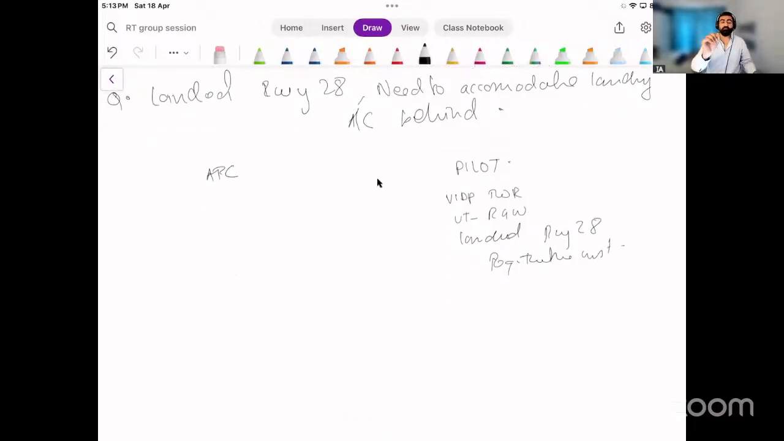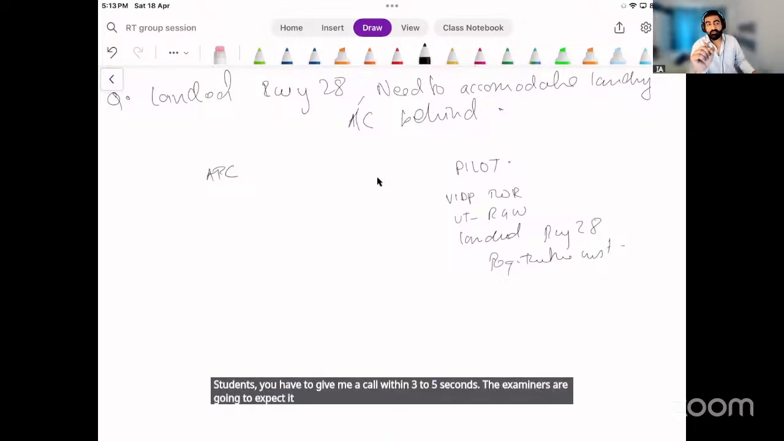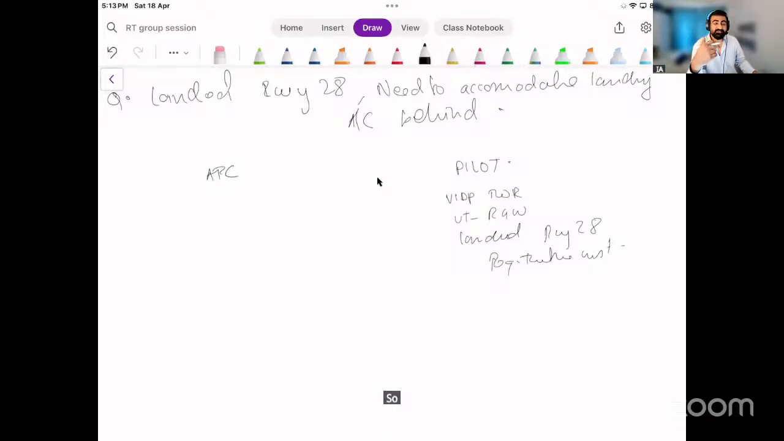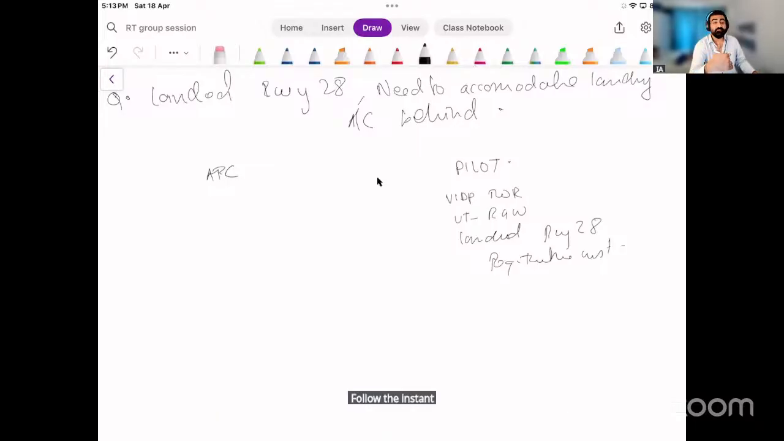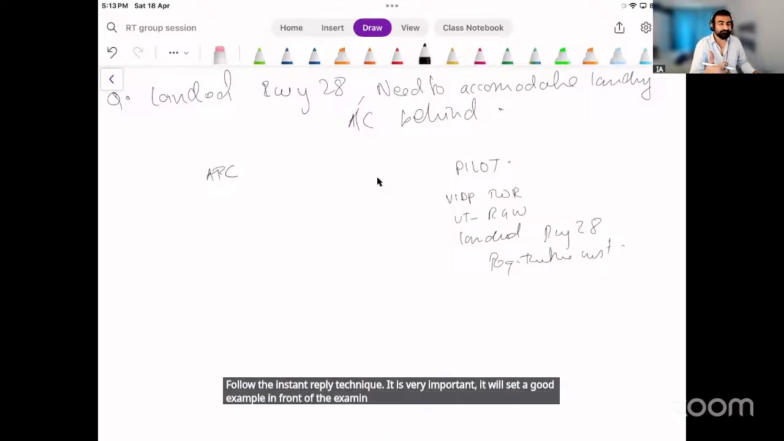Students, you have to give me a call within 3 to 5 seconds. The examiners are going to expect it. So whatever your process is, do it very fast. Even if it's partial, it's fine. Follow the instant reply technique. It is very important. It will set a good example in front of the examiners.